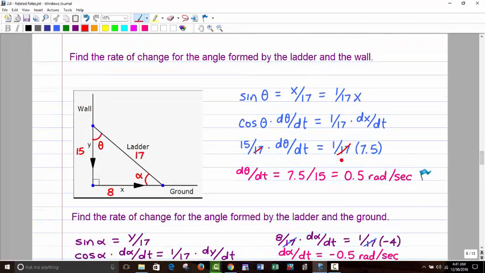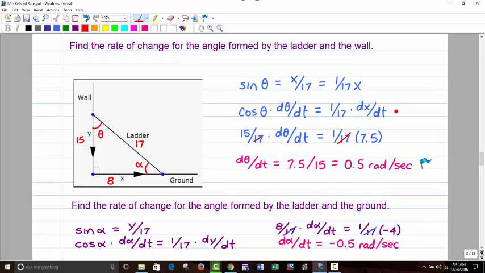So you put 7.5, looks like I canceled the 17s. Pretty basic, simple algebra here. I'm sure you don't have to do it exactly the way I did it, but you should come up with 0.5 radians per second. So if you multiply 0.5 times 180 over pi, that would tell you some sort of degree measure if you were just really curious. But it's not necessary because these answers are always expressed in radians per second.